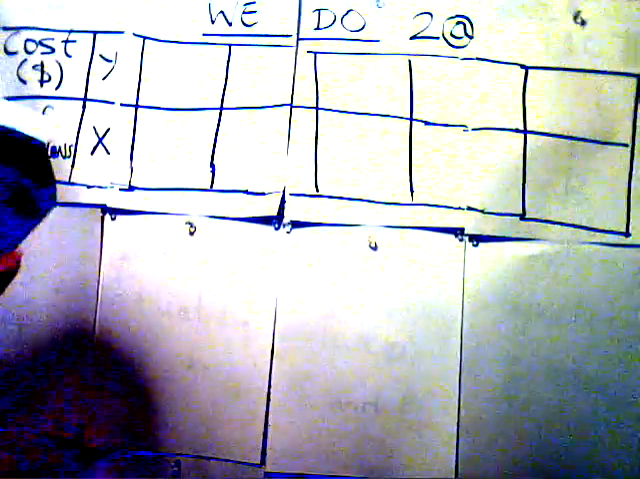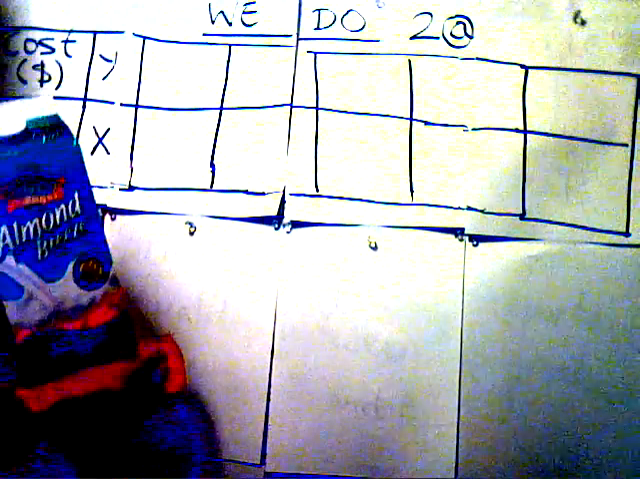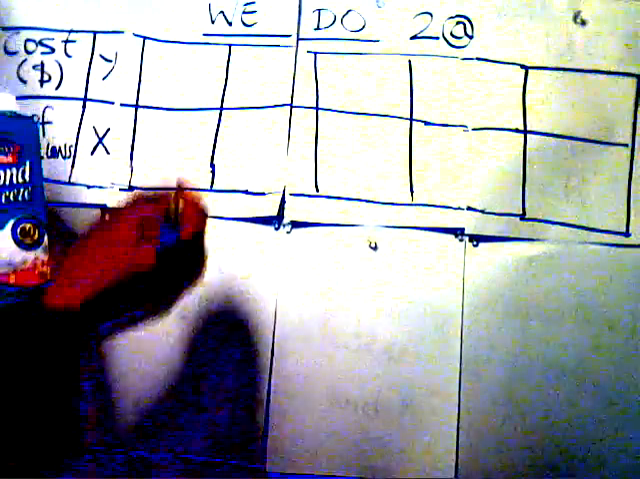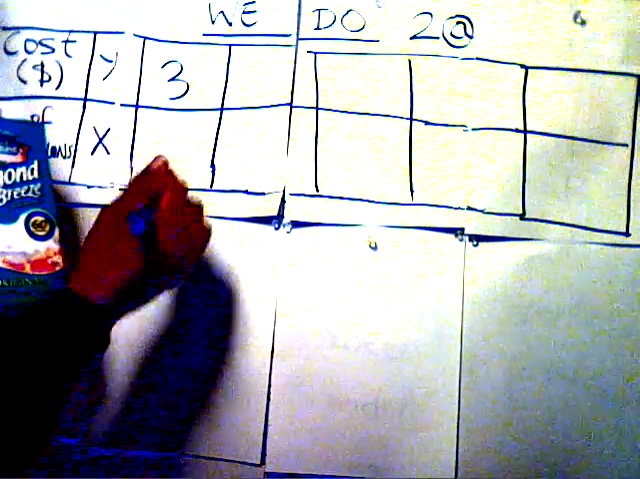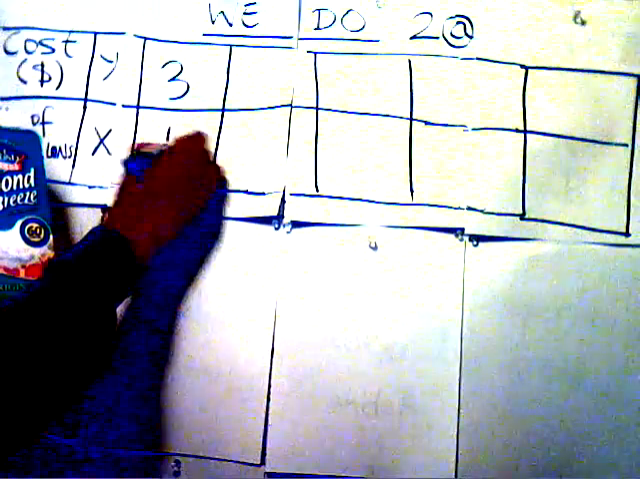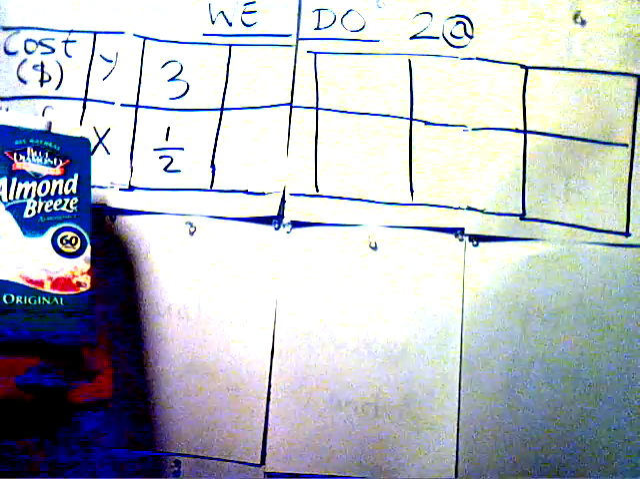Okay, so here I have my sweet, smooth tasting Almond Breeze, which I drink instead of regular milk. This costs $3 in the store. I got it on sale today for approximately $3. Actually, my wife got it, so the cost is $3. And the size of this is half a gallon. So half a gallon costs $3.